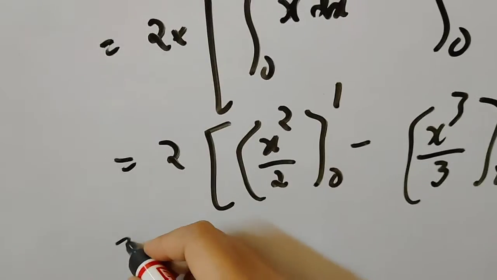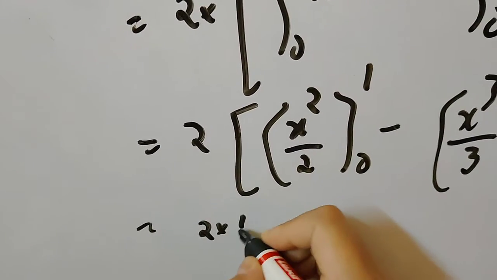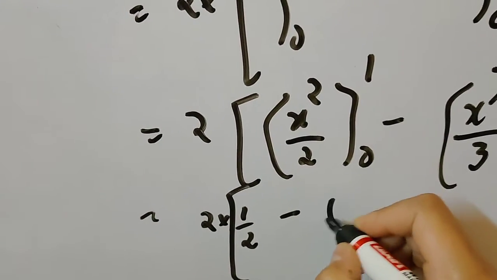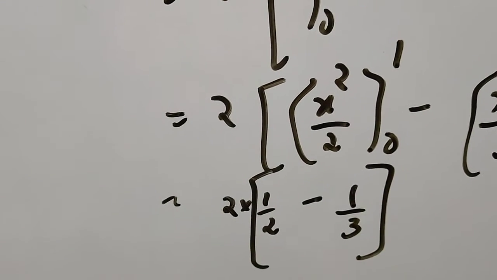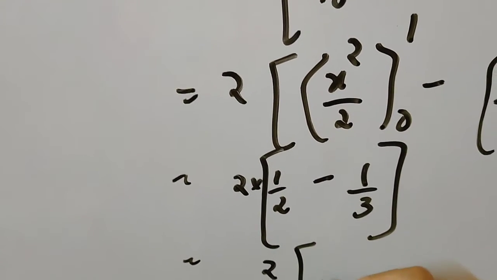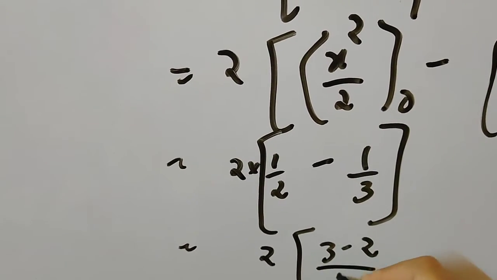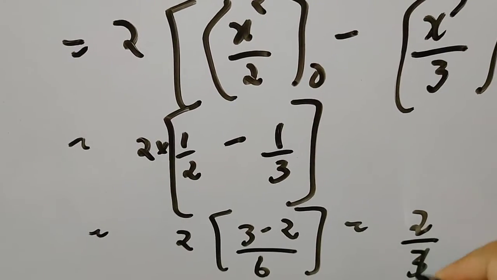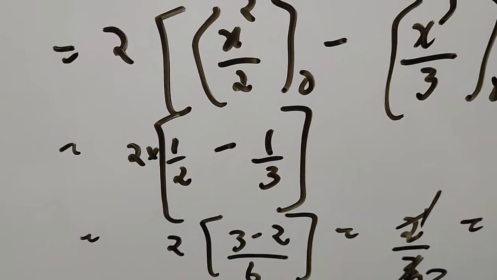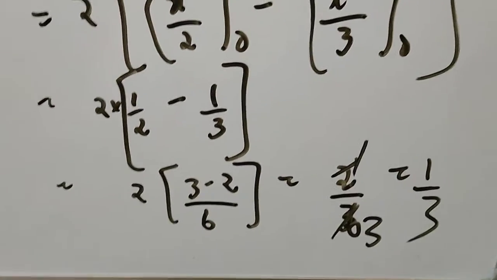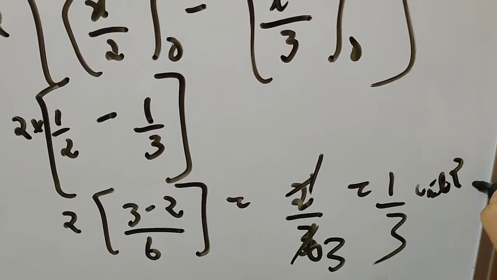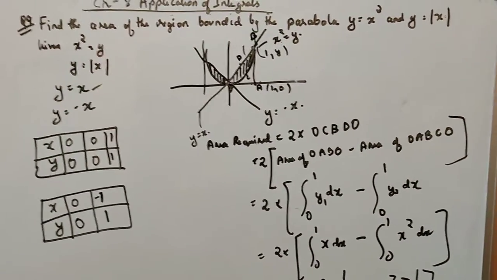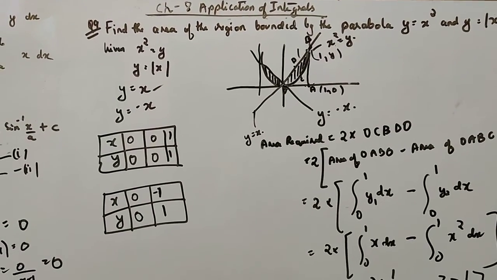Now you solve and you will get 2 into 1 by 2 minus 1 by 3. That is 3 minus 2 divided by 6, so 2 into 1 by 6. The answer will be 1 by 3 unit square. So I hope this question is clear to you, and the rest of the questions you try by yourself. That will be your homework.